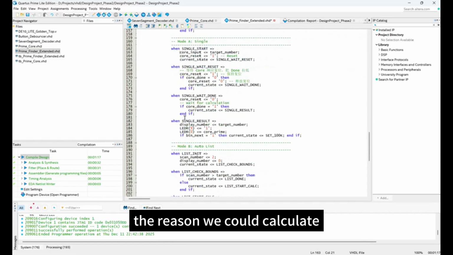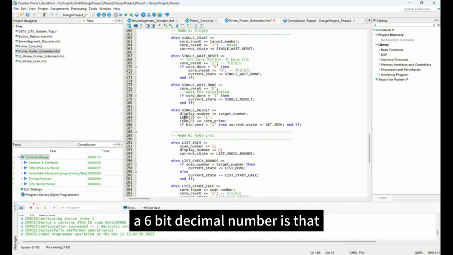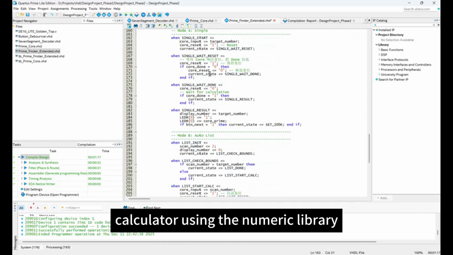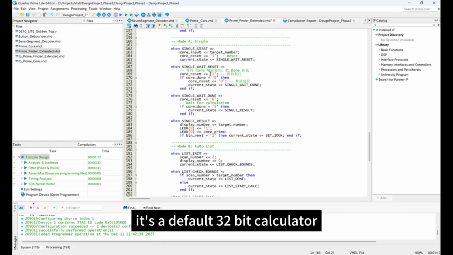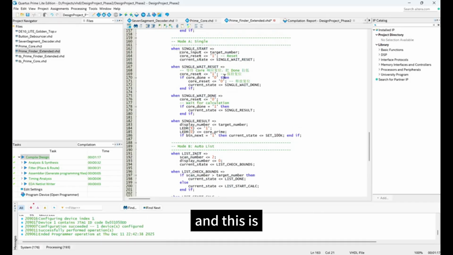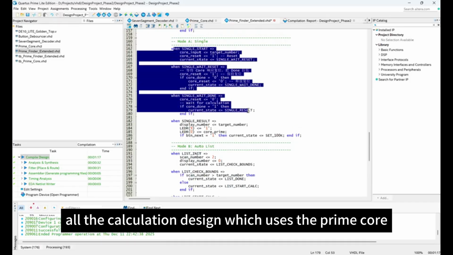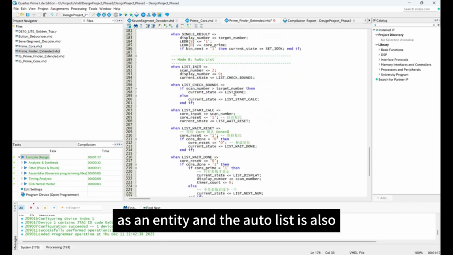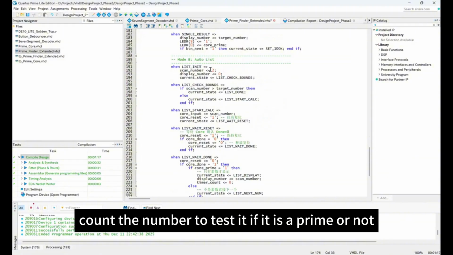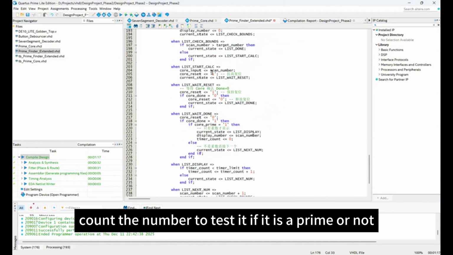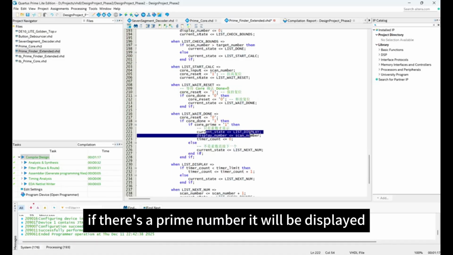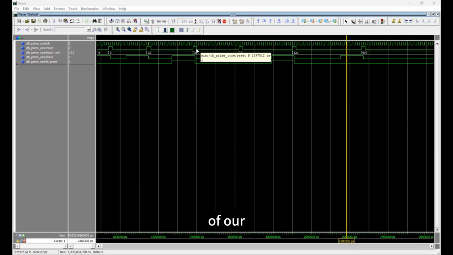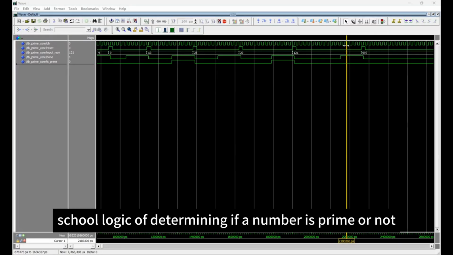The reason we could calculate a 6-bit decimal number is that we are implementing a 32-bit calculator using the numeric library. It is a default 32-bit calculator, and this is all the calculation design which uses the prime core as an entity. And the auto list is also to count the number to test if it is a prime or not. If it is a prime number, it will be displayed. If not, then we test the next number until we reach the limit of our core logic of determining if a number is a prime or not.